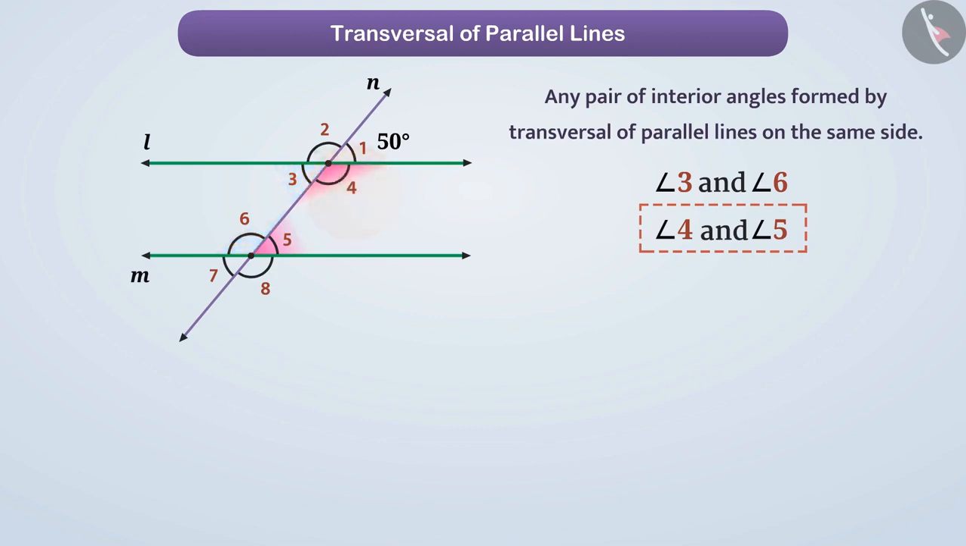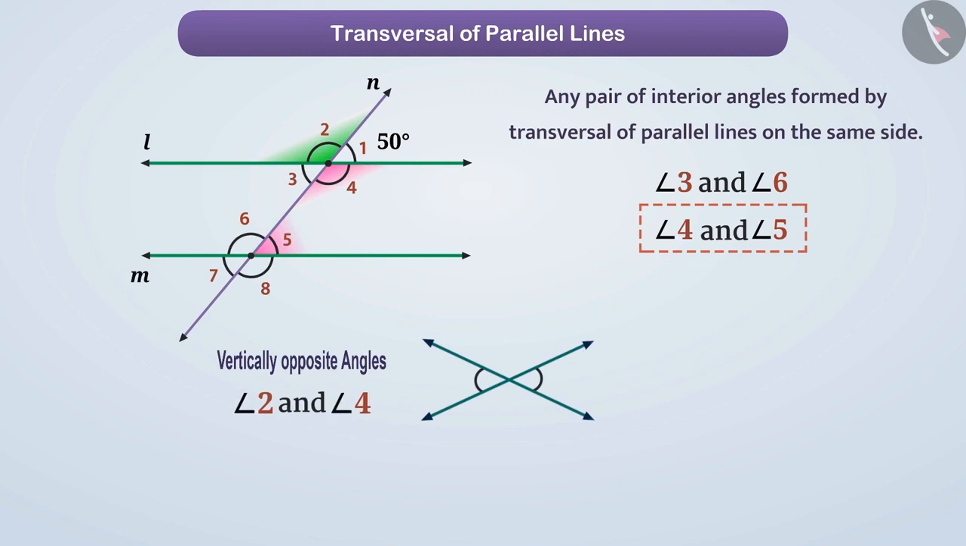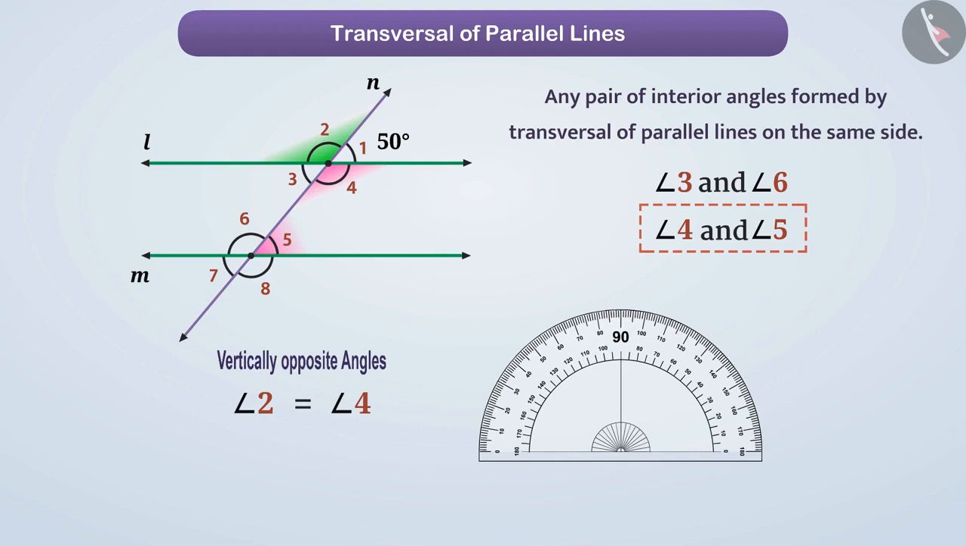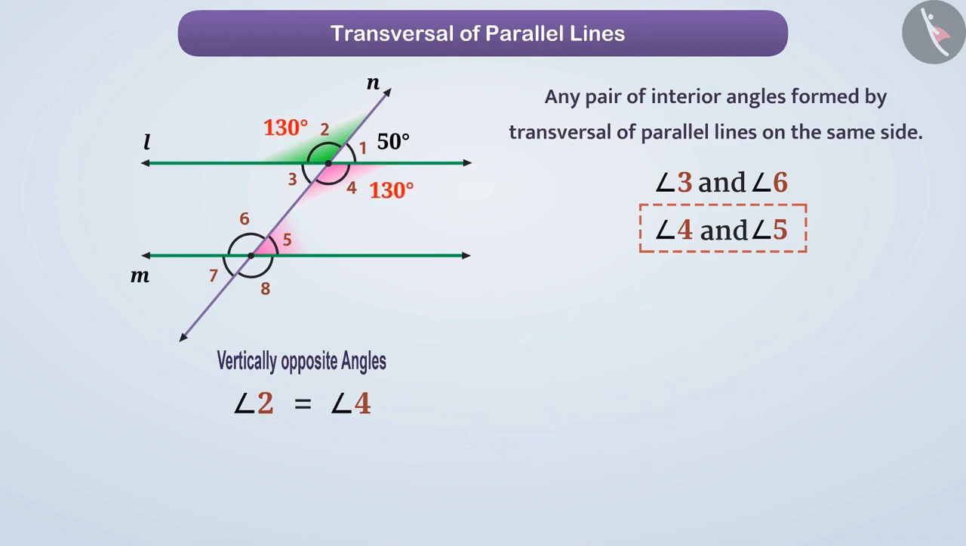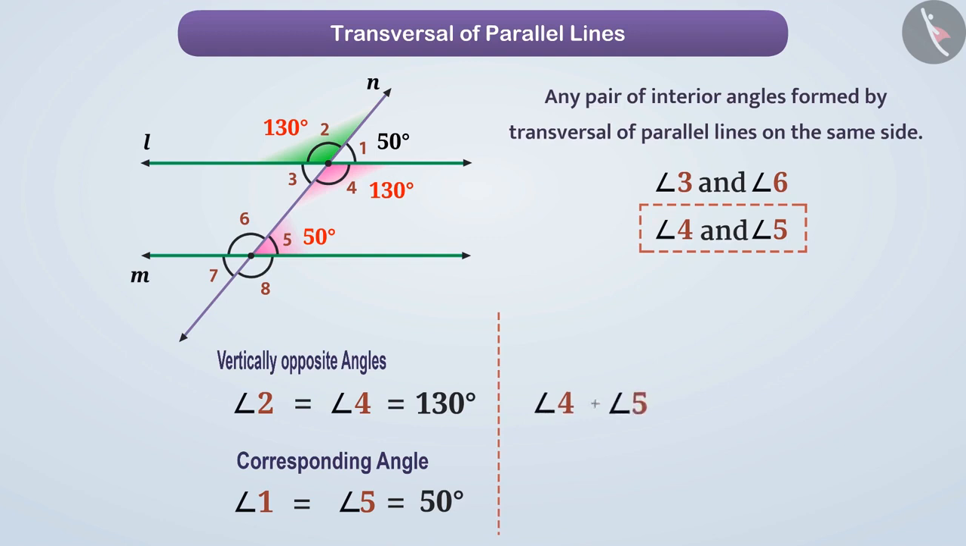If we look at angle 4 and angle 2, they are vertically opposite angles, so they are equal. If you see the measurement of both the angles, then you will find that the measurement of each of the two is 130 degrees. That is, angle 2 is equal to angle 4, 130 degrees. Similarly, angle 5 is the corresponding angle of angle 1. Therefore, angle 5 is equal to angle 1, which is equal to 50 degrees. If we add angle 4 and angle 5, we get 130 degrees plus 50 degrees is equal to 180 degrees.